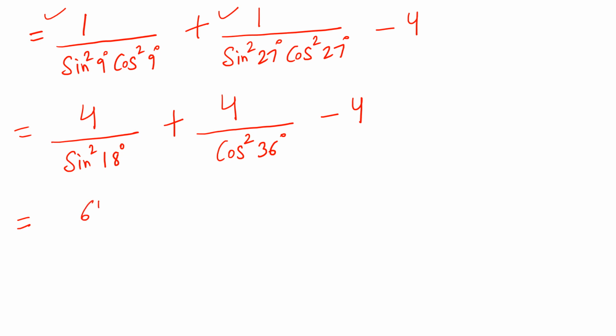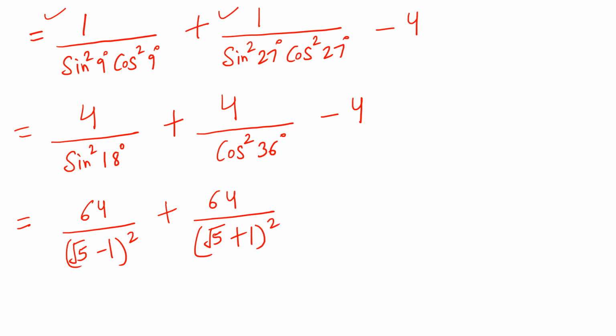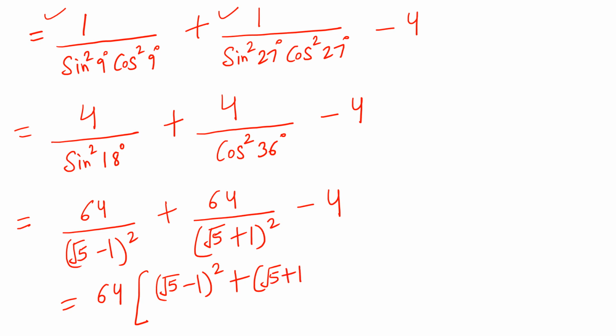So this becomes 64 upon root 5 minus 1 whole square plus 64 upon root 5 plus 1 whole square minus 4. Right? Now, if I take out 64 common from the first two terms, then inside the bracket, I get root 5 minus 1 whole square plus root 5 plus 1 whole square. And in the denominator, we get root 5 plus 1 whole square into root 5 minus 1 whole square, which is nothing but 4 square, that is 16.